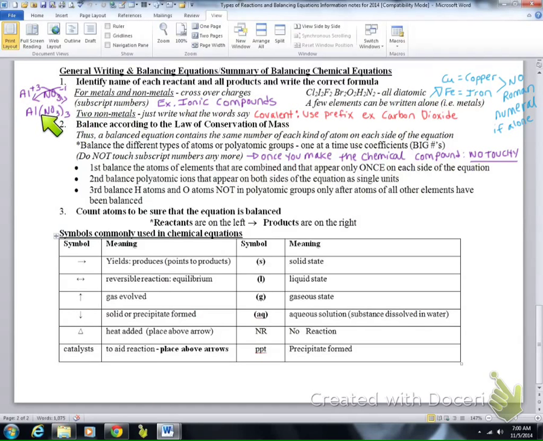To make sure that you have equal amounts on both sides, we're actually going to use coefficients. So we're going to use the big numbers in front of the compound to make sure that we have a balanced equation and that we're following the law of conservation of mass.